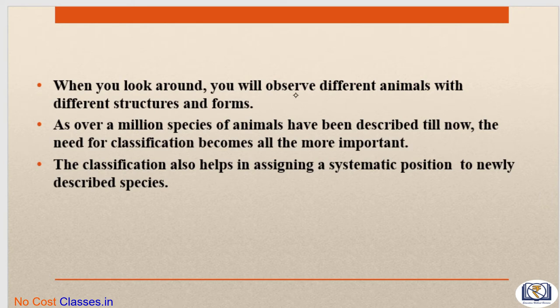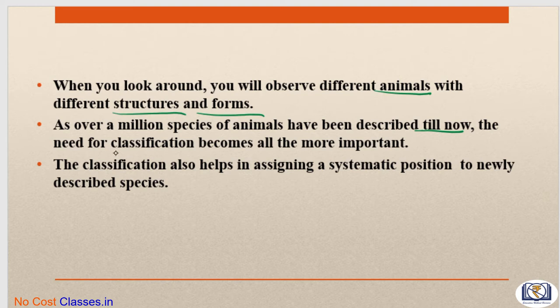When you look around, you will observe different animals with different structures and different forms. We all know that all the animals are not similar in their structure and their forms, they are different. As over a million species of animals have been described till now, we are aware of this, n number of animals present in our universe.